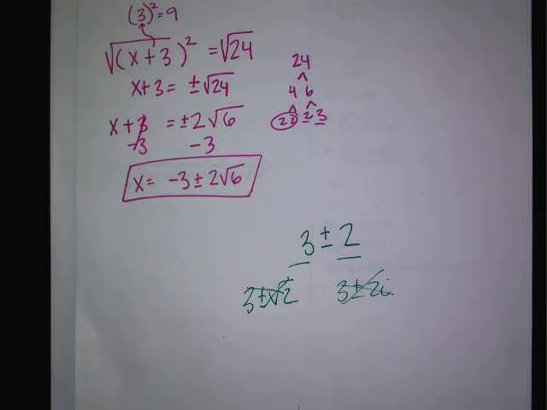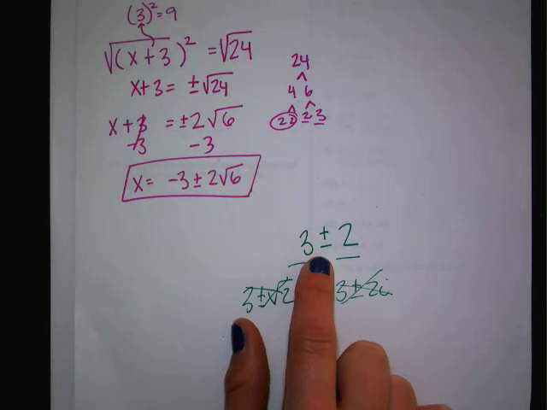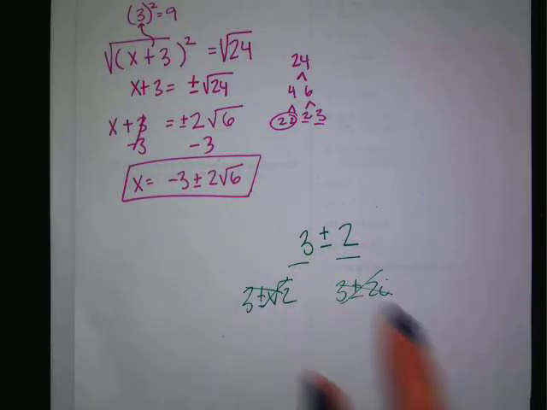And then if it does work out like this, that means it's factorable. So you can always kind of check your numbers that way too.